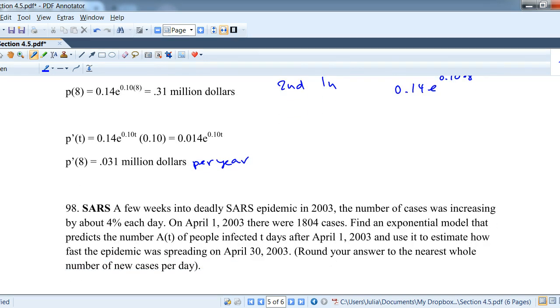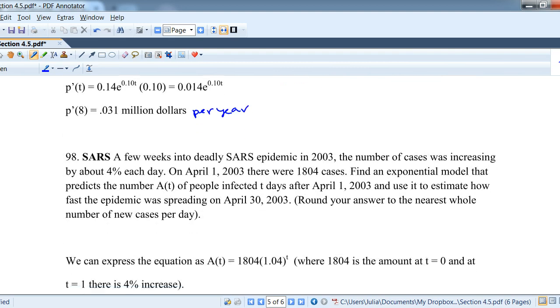Now, here's a little bit more involved, but this is the last application we'll talk about. What if there is an epidemic in 2003, and the number of cases is increasing by about 4% each day? And on April 1, 2003, there were 1804 cases. Find the exponential model that predicts A of t, the amount of people infected t days after April 1, 2003, and use it to estimate how fast the epidemic was spreading on April 30th, 2003. And round your answer to the nearest whole number of cases.